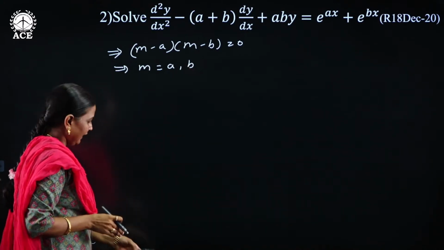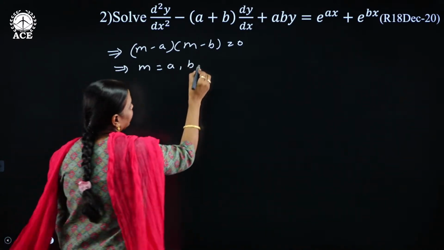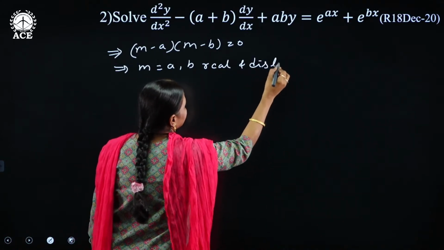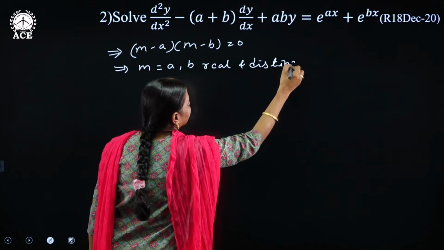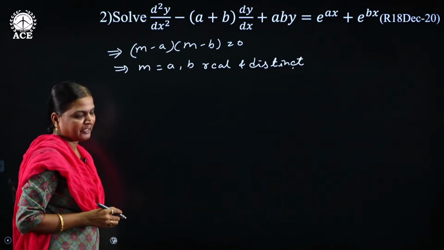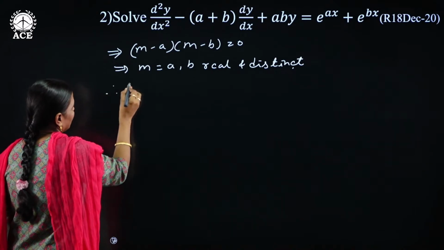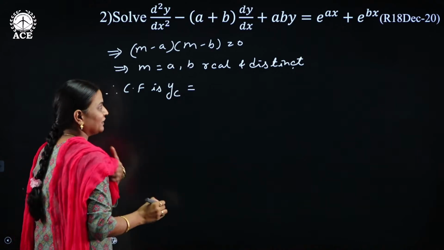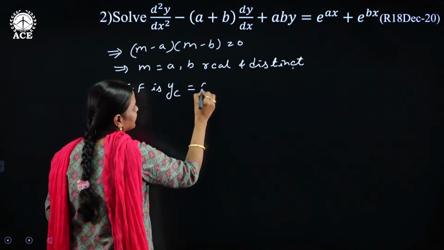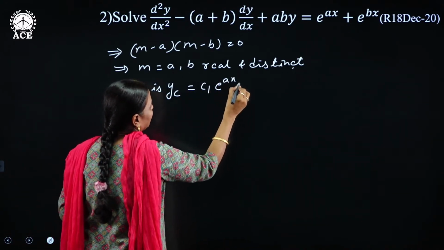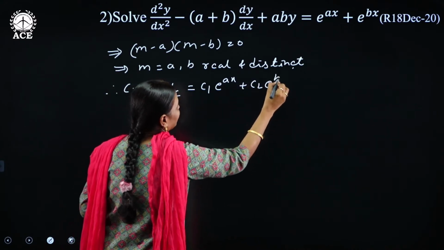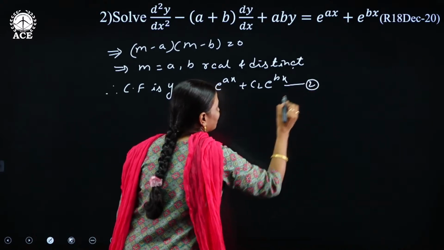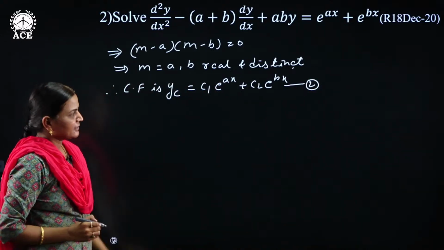When the roots are a comma b, the roots are real and distinct. When the roots are real and distinct, how to write the complementary function? So the complementary function yc is equal to c1 into e power ax plus c2 into e power bx. Let us take this as equation 2. This is the first part of the general solution.